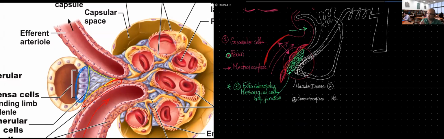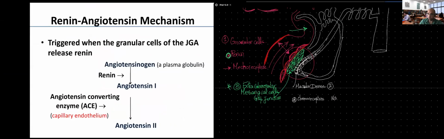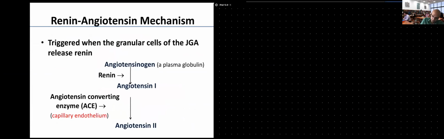So what happens if I got a drop in my blood pressure? If I've got a decline in my blood pressure, this will reduce the amount of blood that would be delivered to the afferent arteriole.